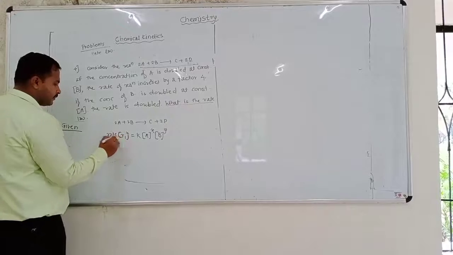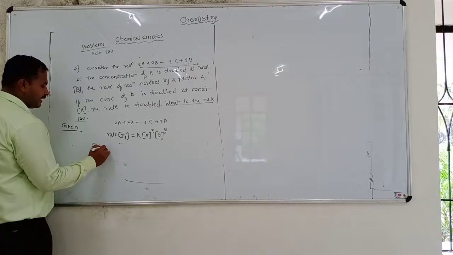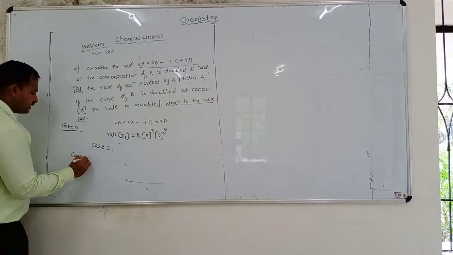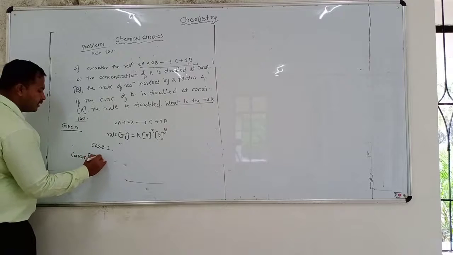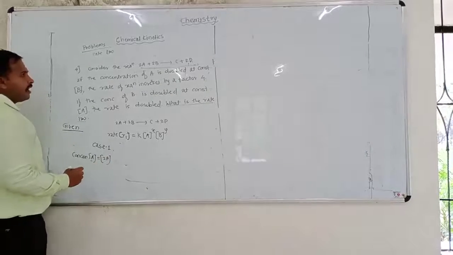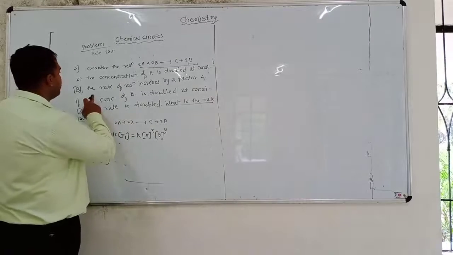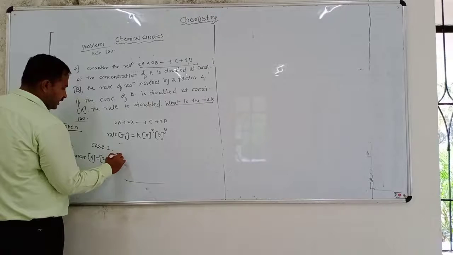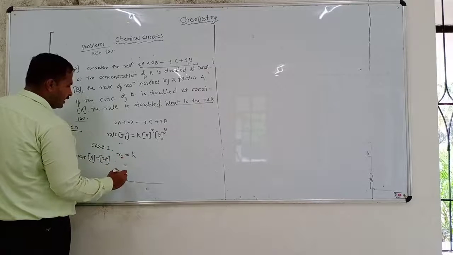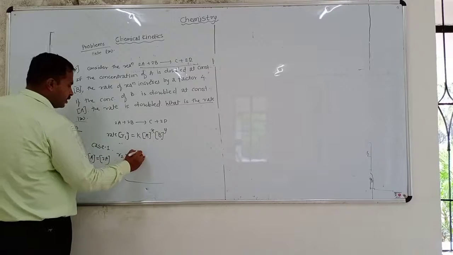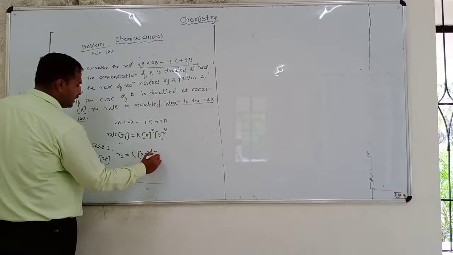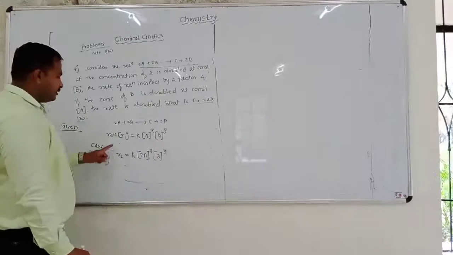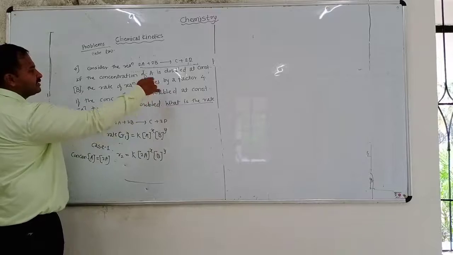See case 1. What is given in case 1? The concentration of A is doubled, that is, A is equal to 2A. Okay, and by what factor has the rate of reaction increased? The rate of reaction increases by the factor 4. Let us see what happens. See, R2 is equal to K into, in place of A we get 2A raised to X, and B constant as it is, B raised to Y. Okay, so R1 and R2: the rate of reaction increased by factor 4.